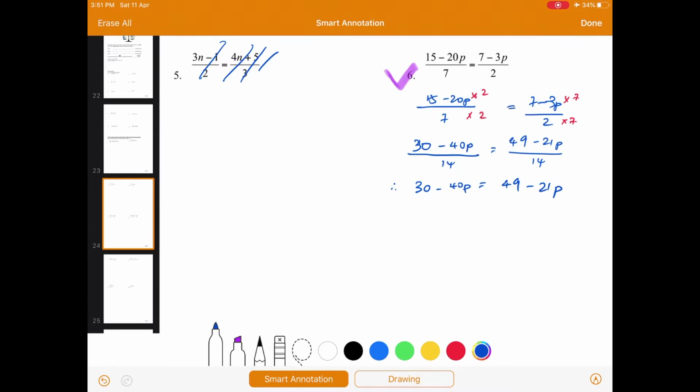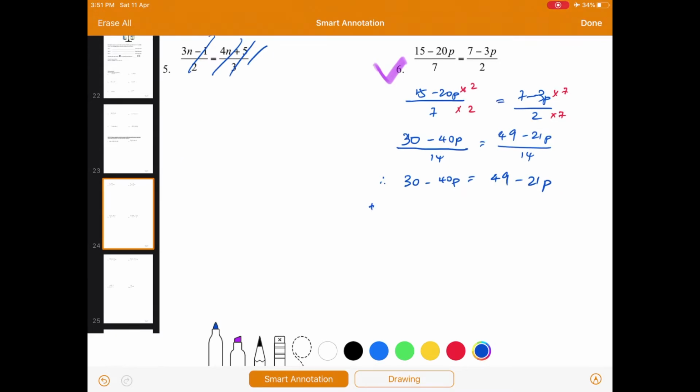So let's simplify this. So I can add 40p on both sides to form a zero pair. So on the left hand side, you are left with 30. No more 40p because you can form a zero pair with positive 40p. On the right hand side, I have to add the 40p. So upon evaluating the right hand side, negative 21p plus 40p, you will get positive 19p. You can press the calculator to check.